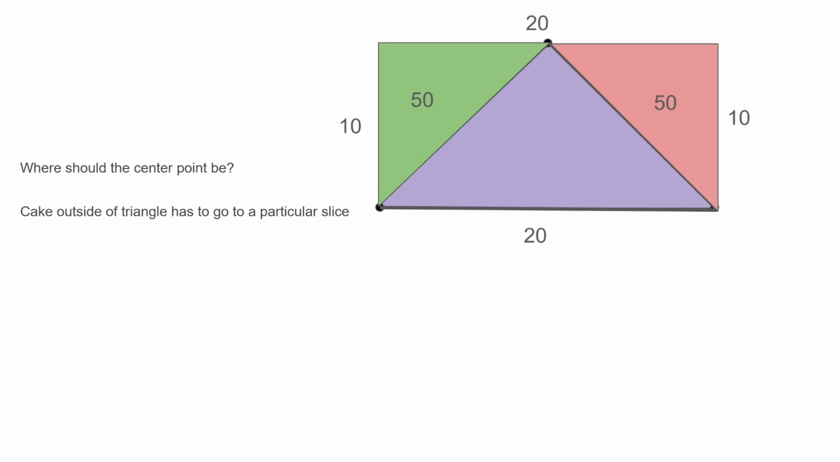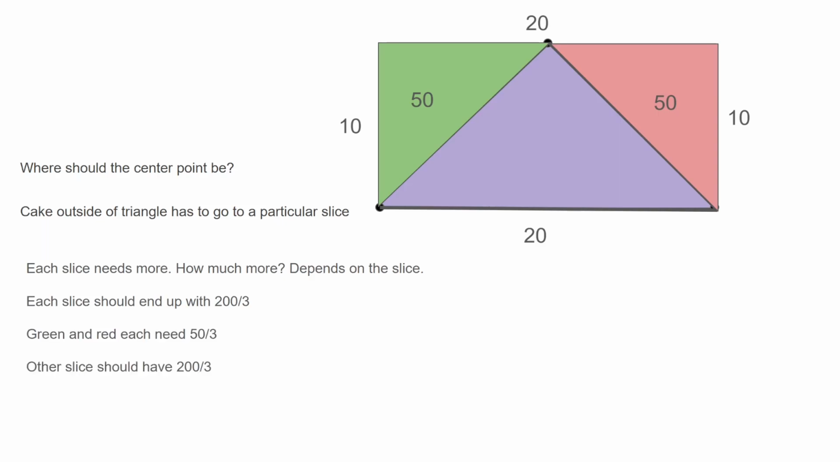So if I pick another point anywhere in the center, that's going to form a triangle with these 2 bottom points, right? And I think about how much more it needs, then this new slice is going to have to end up with an area of 200 thirds, right? 200 thirds is going to be the area that I need for this slice. So how do I do that? How do I make sure the area is 200 thirds?